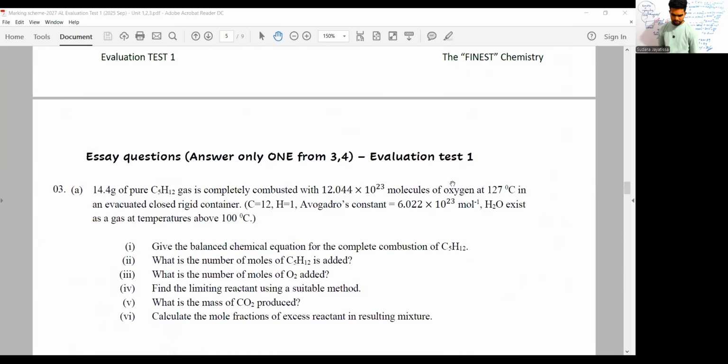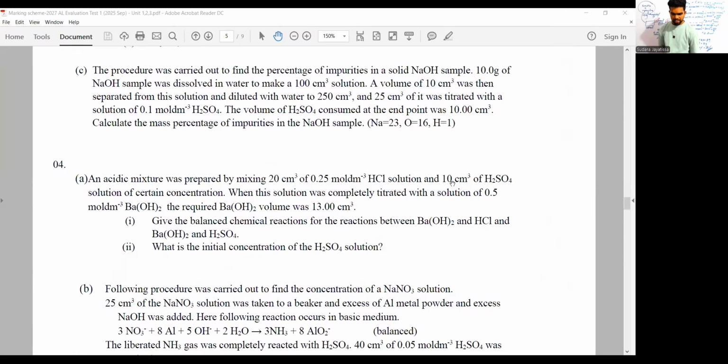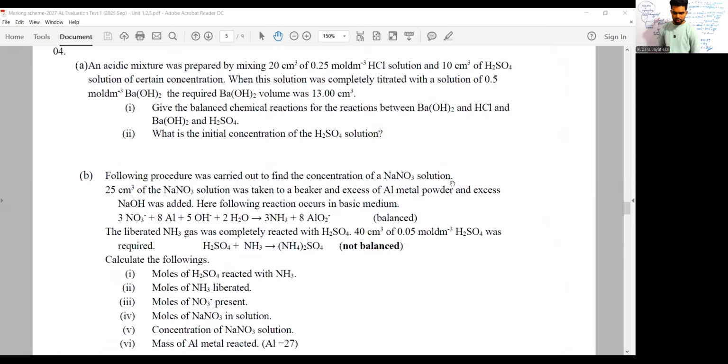Then let's look at the fourth question, that means the second essay question. There are two questions given. The first one is an acid-base titration, but it is a little bit special. Why? Because you have two acids, you have an acid mixture. I'll just remind you, by doing the question, how to do these sort of problems.